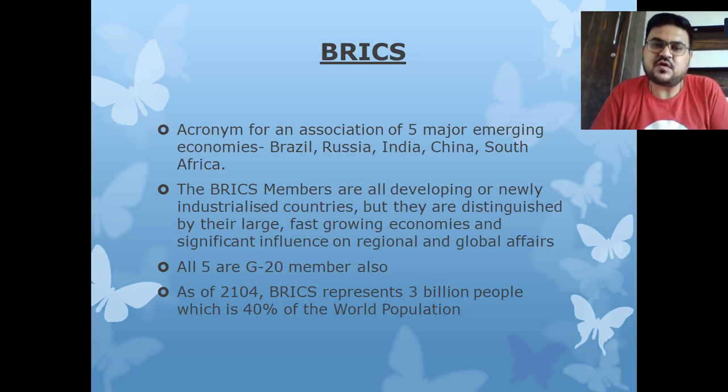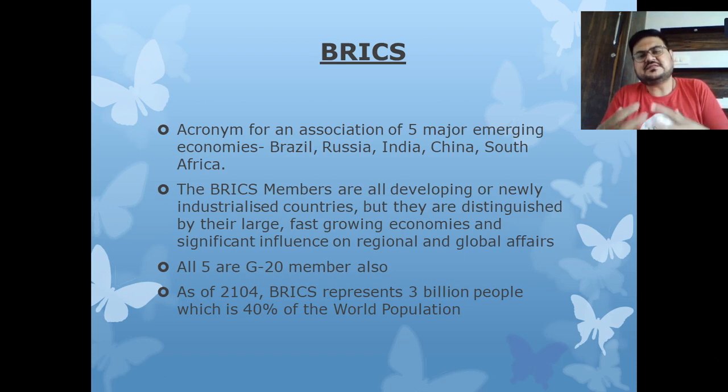The BRICS members are all developing or newly industrialized countries, but they are distinguished by their large, fast growing economies and significant influence on regional and global affairs. So this is the latest addition into the group of countries who come together to improve trade relations. Brazil, Russia, these are top developing countries of the world, and they are upcoming, and that's why they have come together to form this consortium. All these countries are also G20 members. G20 is global 20, top 20 countries of the world.